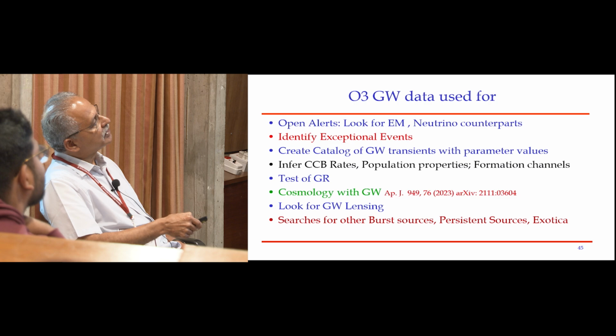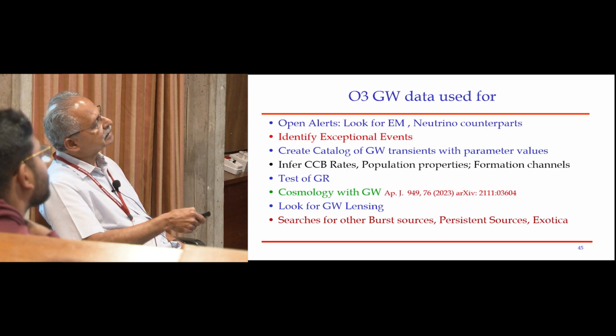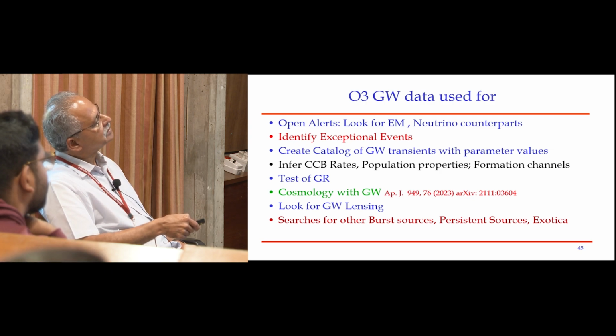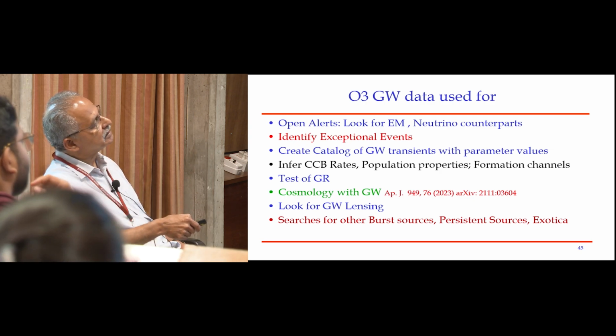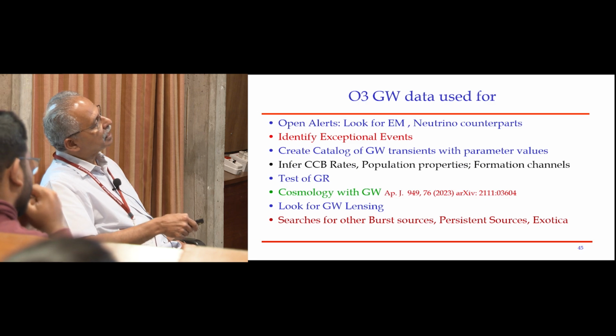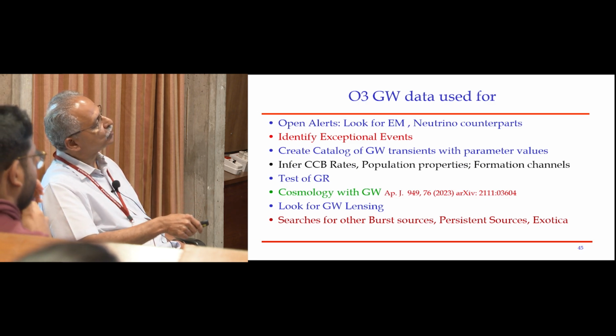We try to identify events which are exceptional, which have different properties compared to the previous ones. We create a catalog of these, and in this catalog, the parameter values of each system are given. I showed you the rates of these particular objects, and then we start looking at the population properties. Is there a pattern in these populations? Are there formation channels which are consistent with this population, and so on?